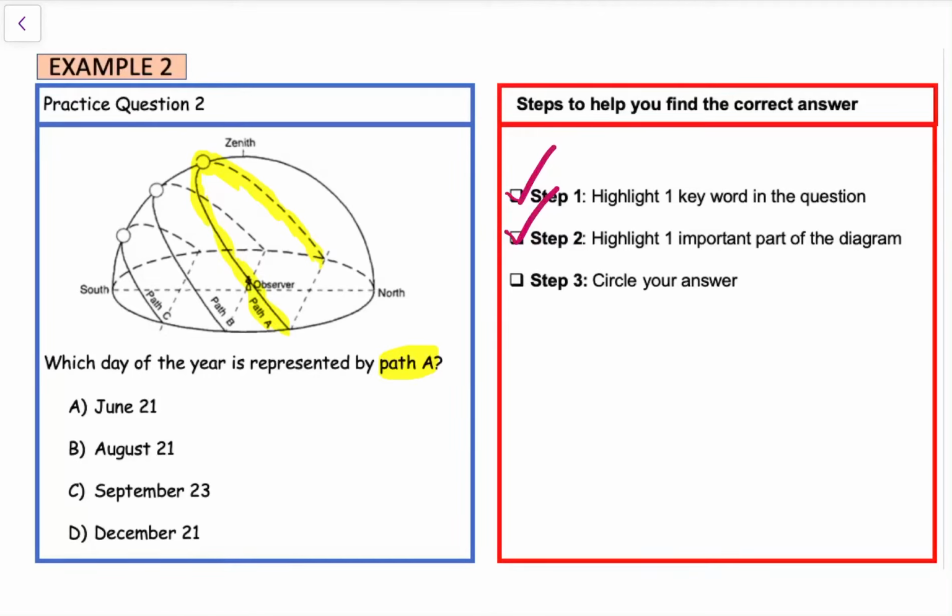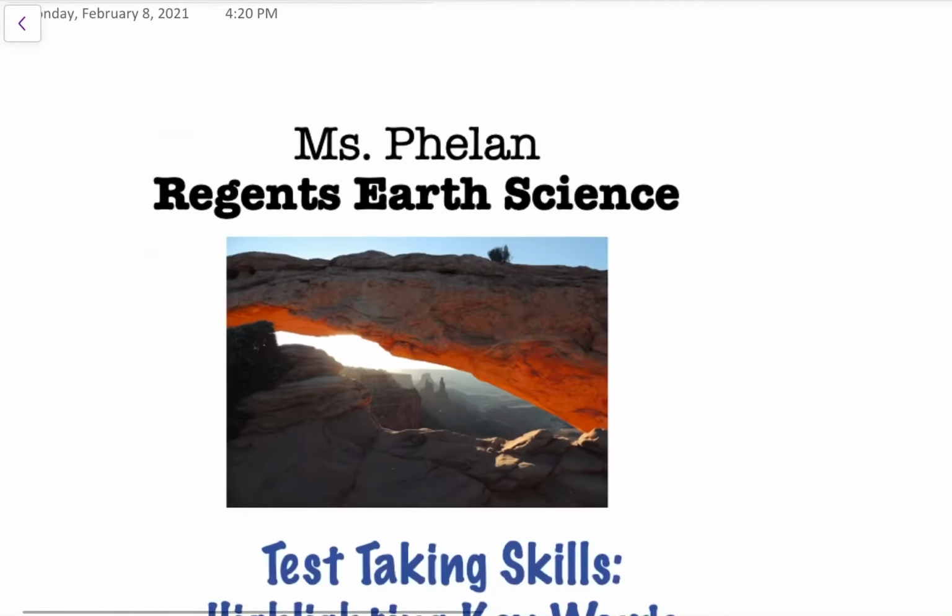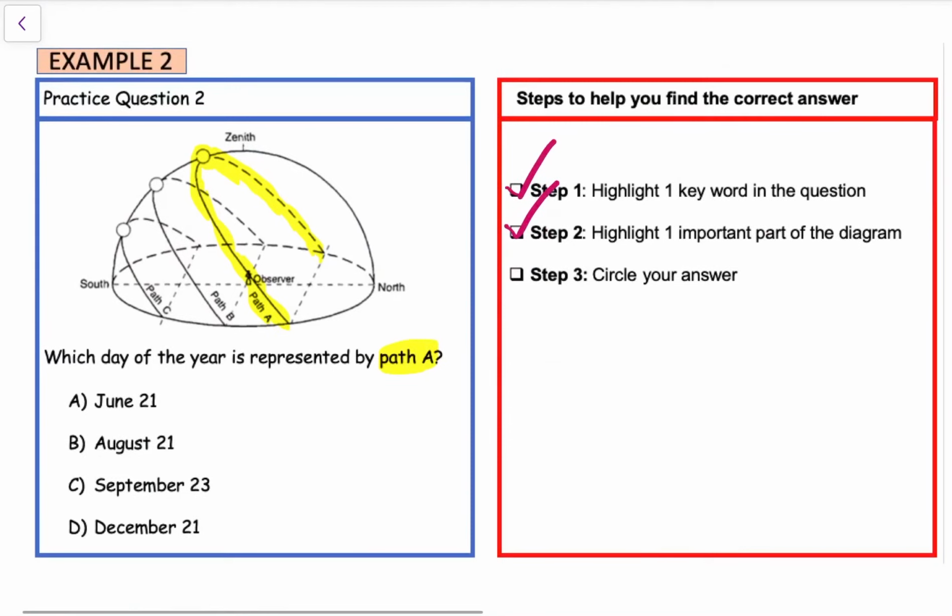In this case, I might even want to add a few words to the diagram. Here I can see path A very easily because it's highlighted, and I notice that at this point the sun is very high in the sky. If the sun is high in the sky, I'm thinking it must be summer. If it's summer, I'm going to think this diagram on path A must be June 21st.